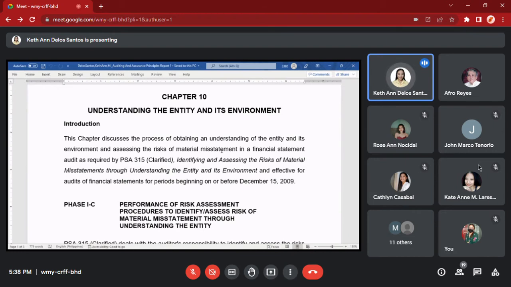So, madidiscuss daw natin dito sa chapter na to yung mga proseso na kailangan upang maunawaan ang takbo ng isang entity. Gayon din yung mga risk of material misstatement sa isang financial statement audit base na din sa PSA 315. Yung material misstatement, ito yung mga maling information sa financial statement na makakaapekto sa decision making ng isang entity. Isa rin siyang misrepresentation of financial statement items gaya ng amount, classification, presentation, or disclosure. It either come due to error or fraud.